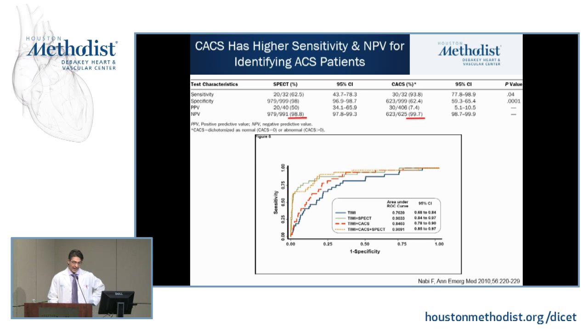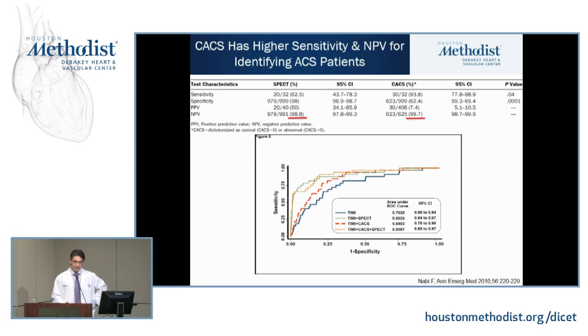When we looked at, again, the negative predictive accuracy, SPECT again was very predictive. You can confidently send patients home with a normal nuclear. But what was interesting was if you had a calcium score of 0, it had slightly higher negative predictive. It was almost 99.7%. It had an extremely high negative predictive accuracy for detecting MACE in follow-up.